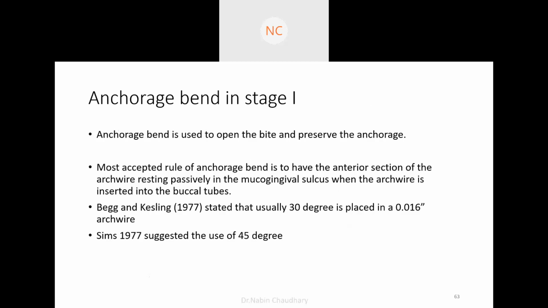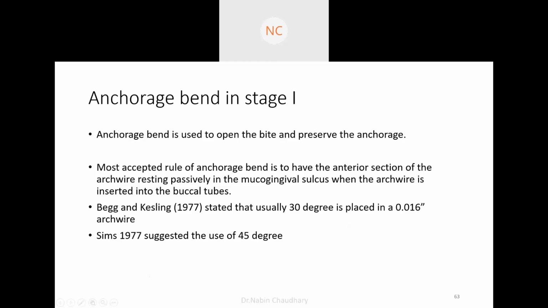Also, the anchorage band is very important in case of stage 1. This anchorage band is generally the tip back band, and generally it is given to open the bite and also to preserve the anchorage. So the most accepted rule for the anchorage band to be given is to have the anterior portion of the arch wire resting passively in the mucogingival sulcus.